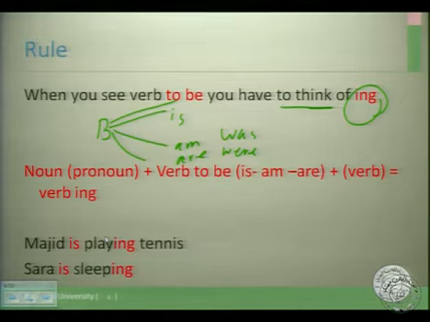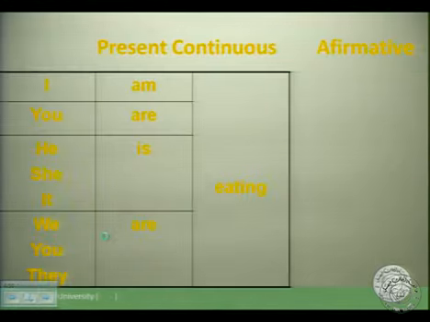So this is the structure of the present progressive. We have a noun or a pronoun. Nouns like Ahmed, Khalid, Maha, Dalal, etc. Pronouns we have he, she, it, they, we, you, and then verb to be. This is verb to be: is, am, are, was, were, and then a verb plus ing. So verb plus ing. Majid is playing tennis. Sarah is sleeping. As far as these things are happening now. So this is the rule of the present progressive: I am, you are, he, she, it is, we, you, they are, and then V, which means verb, plus ing. And I think this is very easy to understand.